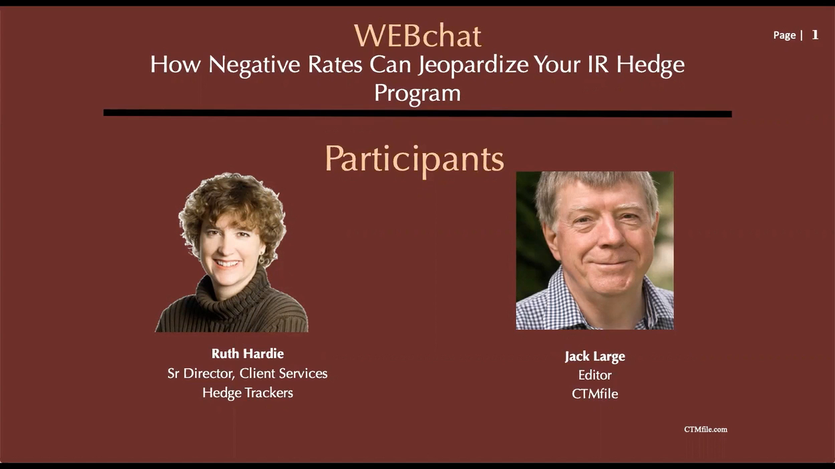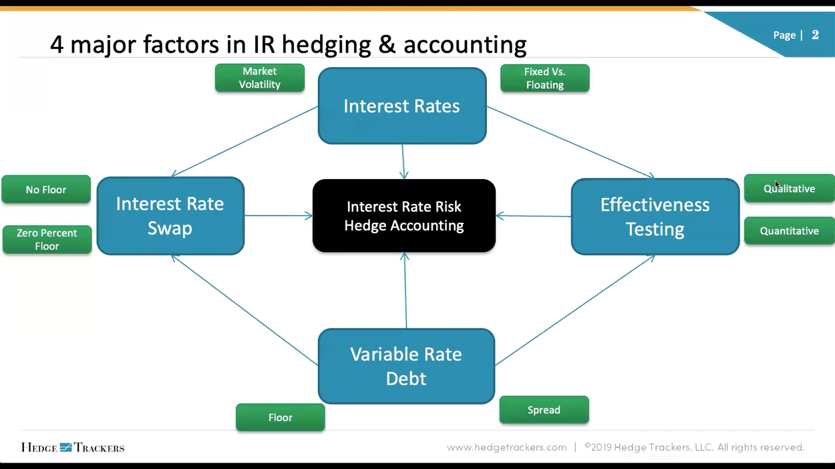Now, you're going to be talking about 4 factors in our interest rate hedging and accounting. Can you tell me what you're going to do here? Sure, thanks, Jack. There are 4 major factors when you're looking at interest rate hedging and accounting, and you always want to start with the economics, including what your risk is and what it is that you're actually trying to protect. Then you want to look at different ways to protect that risk and the effectiveness of that protection.